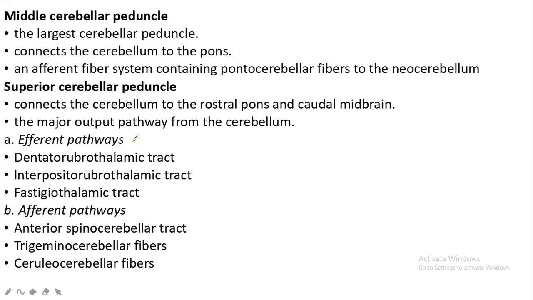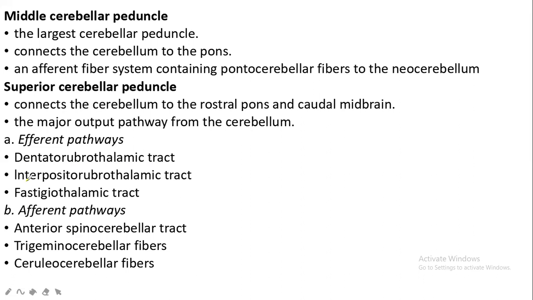We have fibers coming from the dentate nucleus, right, to the red nucleus, to the thalamus. These are what are called the dentato-rubro-thalamic tracts. So these tracts are coming from the dentate nucleus to the red nucleus, to the thalamus. Then from there, they radiate to the cortex. So they can also be called the dentato-rubro-thalamo-cortical fibers.